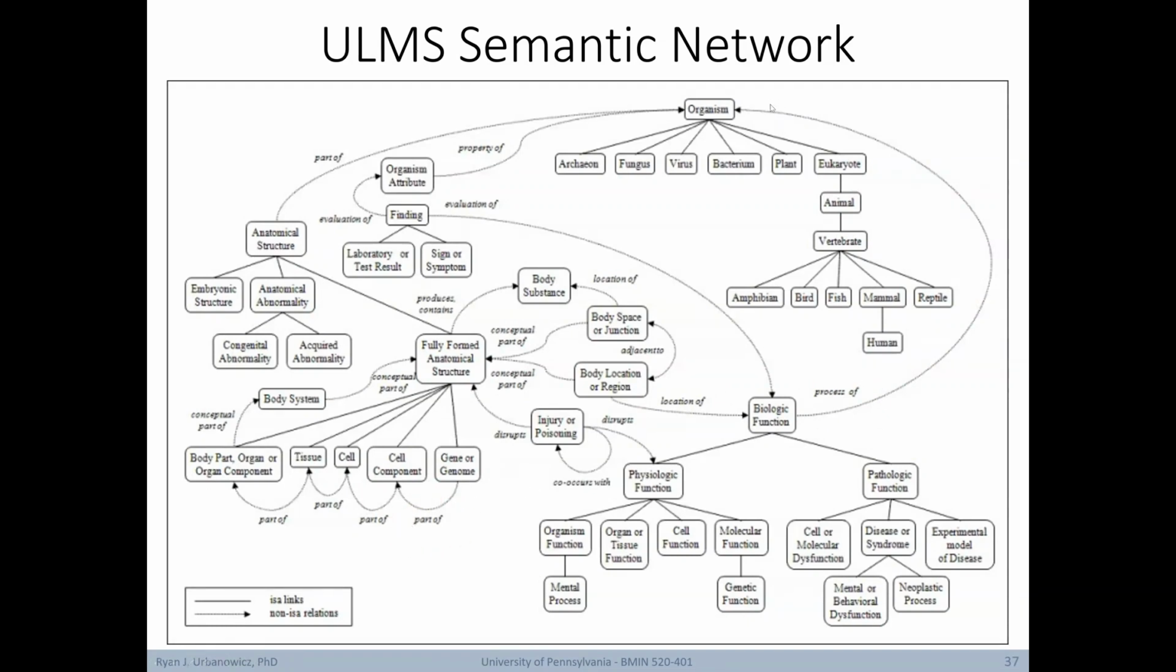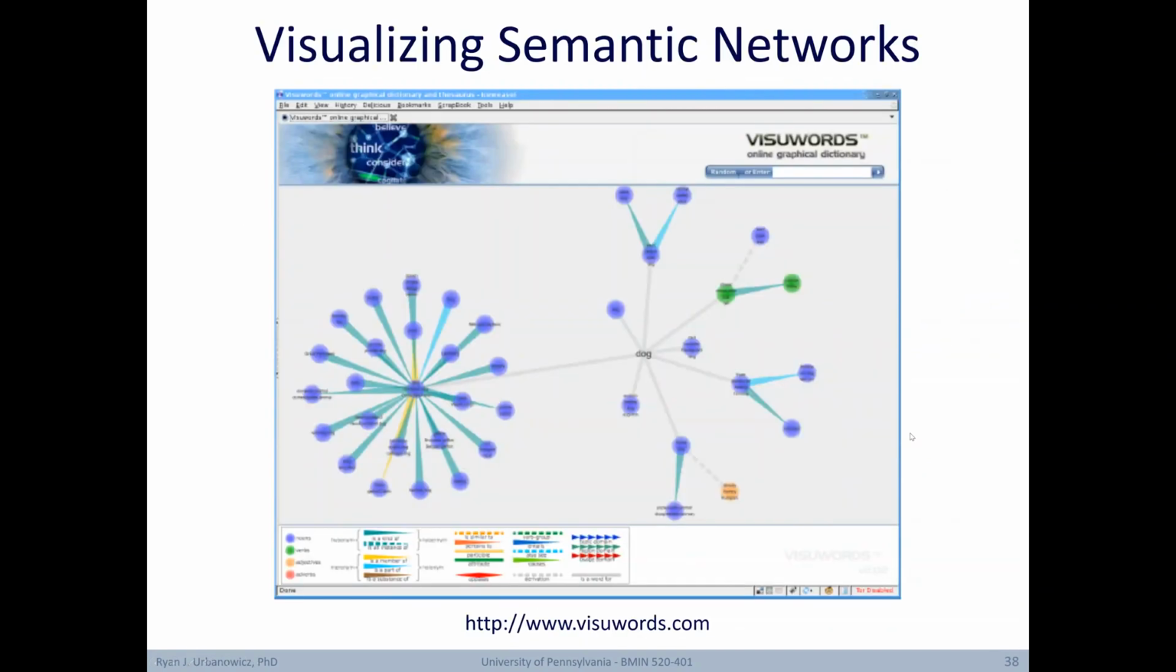In this figure, we can also see some of the major categories defined by the UMLS mentioned in the last slide, including organism, anatomical structure, and biologic function. Note that each of these has a series of is-a links below it. If you're interested, there's also a number of ways to visualize semantic networks that have been constructed. Here's one example of a tool that allows you to do this, called VisuWords. If you want to check it out, here's the link below.